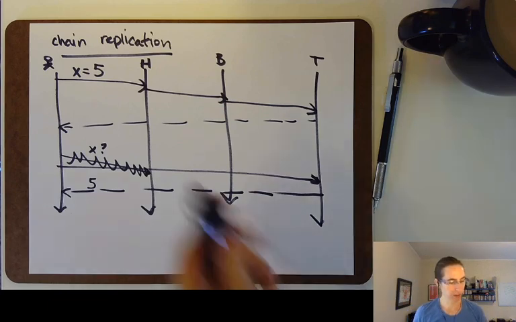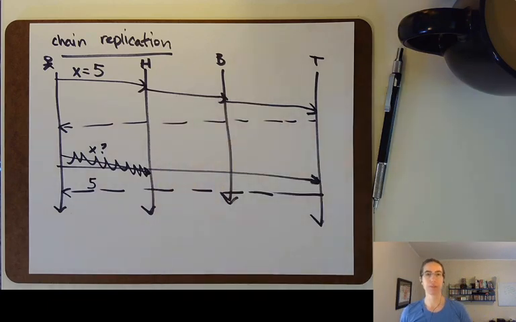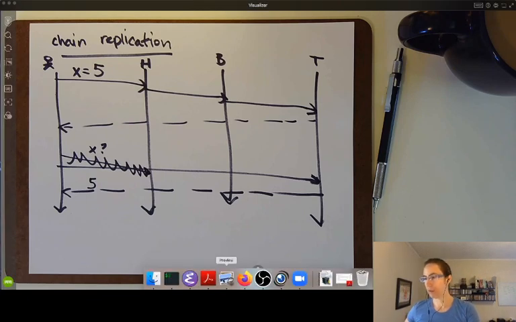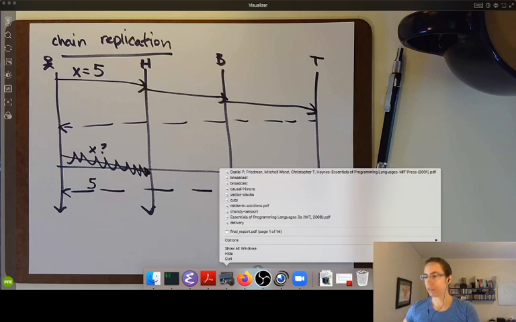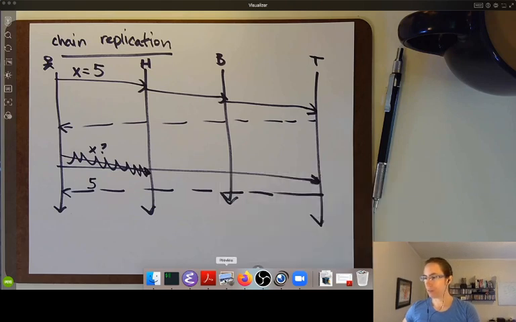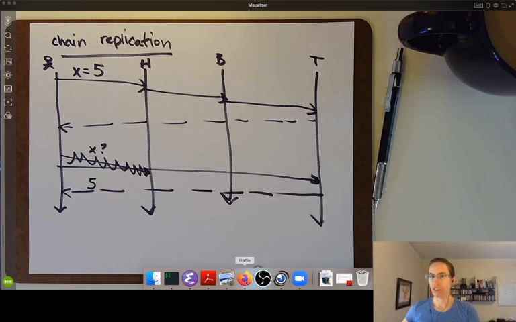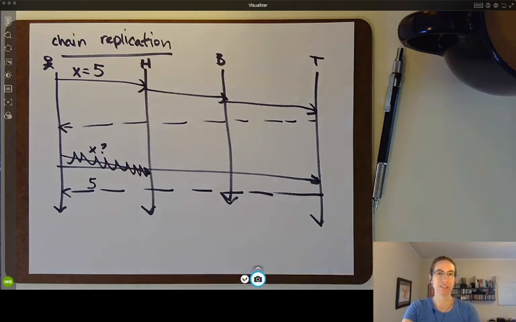Under what circumstances is the throughput going to be better? Well, the chain replication people had some discussion of this in their paper, and I actually want to show you some figures from the chain replication paper that help illustrate this. So let me find the window with the chain replication paper, 1 second.